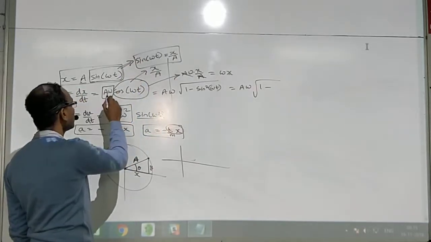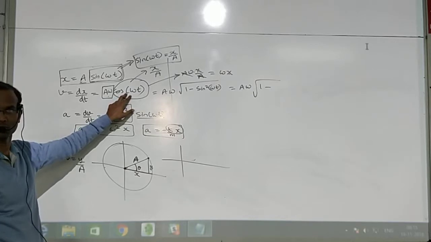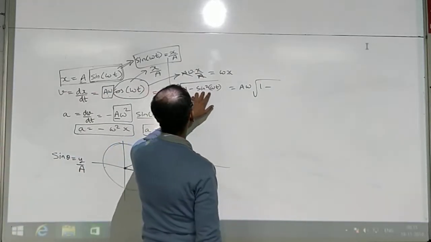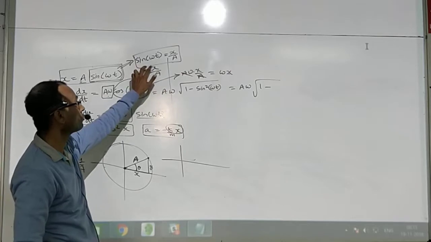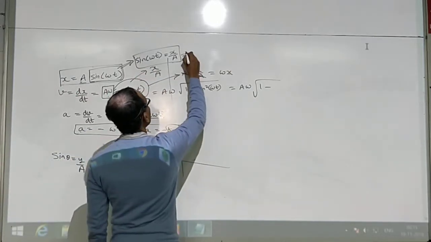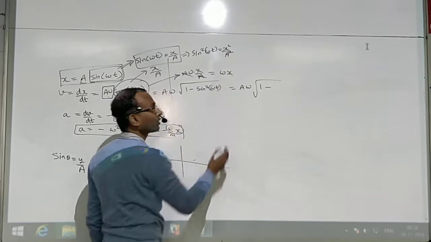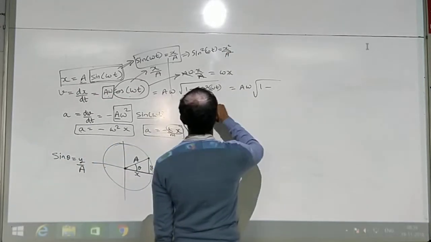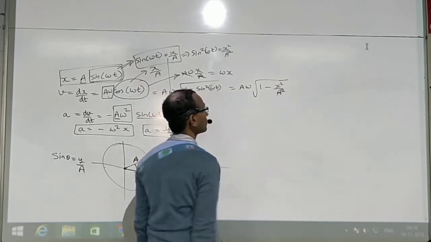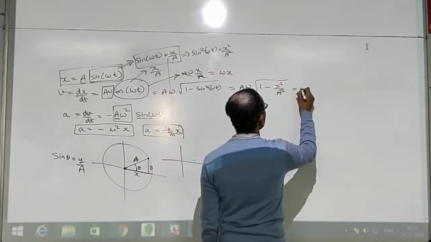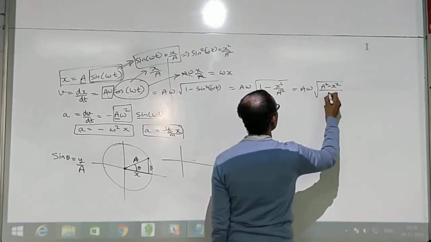Yeah. Now here we have velocity a omega cos of omega t. But cos is root of 1 minus sine square. Agreed? Now 1 minus sine square of omega t, in which sine of omega t is x by a. Okay? So sine square of omega t would be x squared by a square. Agreed? So in this case it becomes a omega into root of 1 minus x squared by a squared. Agreed? Now it will follow a omega into root of a squared minus x squared by a squared.